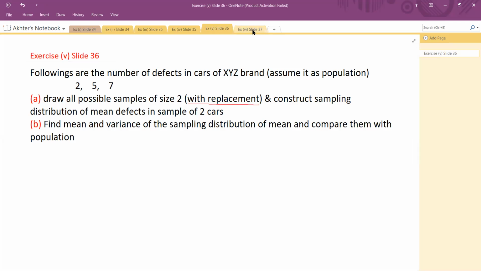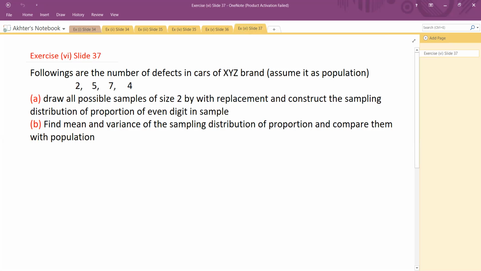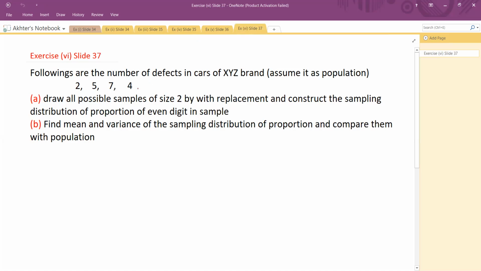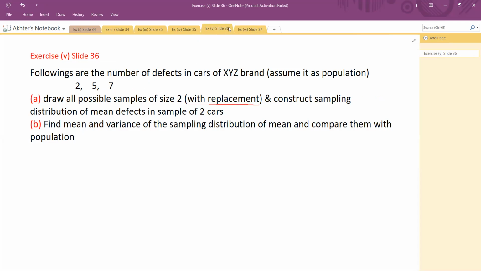While in exercise number 6, the population size is increased. Instead of 2, 5, 7, we have one more element in my population: 2, 5, 7 and 4. And the second difference is we have to do the sampling without replacement. So that is the difference between exercise 5 and exercise 6. I will cover exercise number 5 first, and then we will cover exercise number 6.